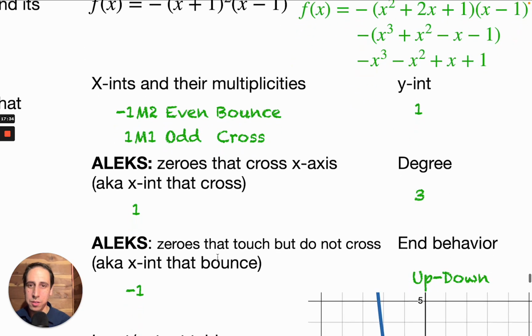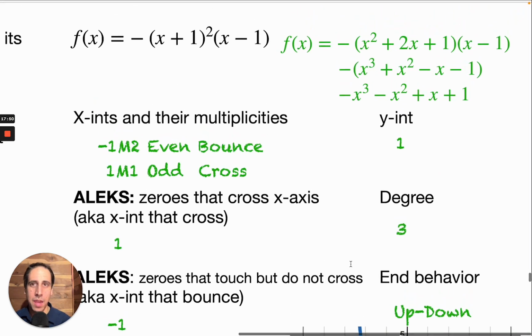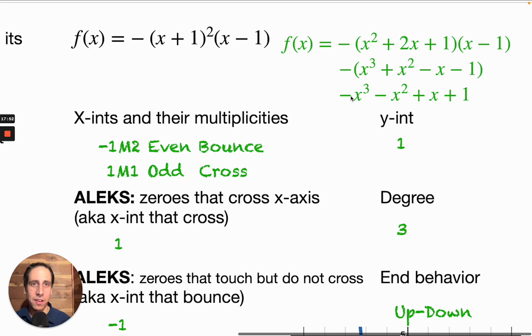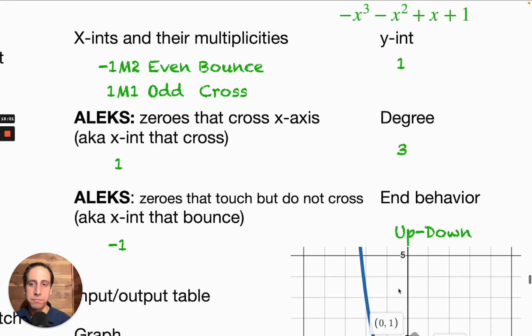The way that Alex talks about bouncing is a complicated phrase, that it touches but does not cross. So that's just what we're calling bouncing. Here, -1 has an even multiplicity, and we already know that it bounces. So you can type in a number of -1. End behavior, we're looking at this. This has a leading coefficient of -1 and an odd degree, so therefore it's going to have up-down end behavior.